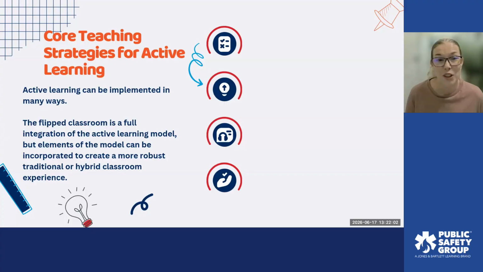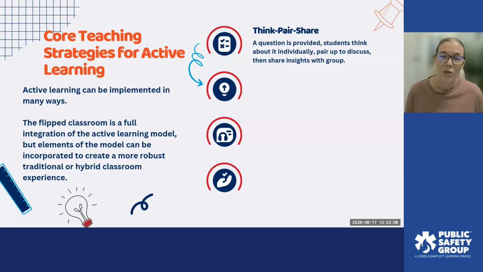So some strategies for creating this active learning environment in your classrooms. Think, pair, share. So think, pair, share is where you're going to give your class a question. Everyone's going to get the same question. The students are going to think about it individually for a few minutes, maybe jot down a few notes, and then they're going to get into pairs. They're going to talk about it and share their insights with each other. And then after that, they're going to talk with the group and share their insights with the group.